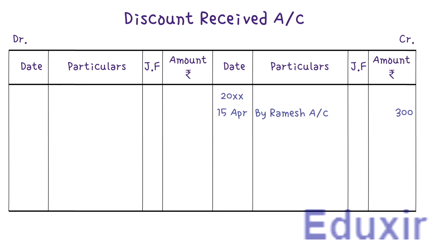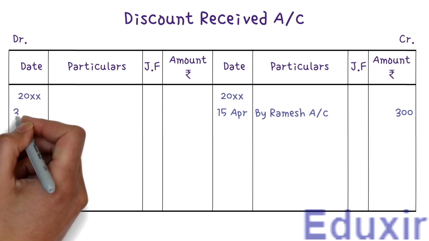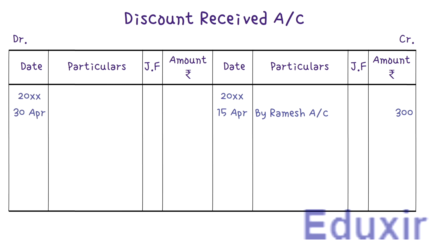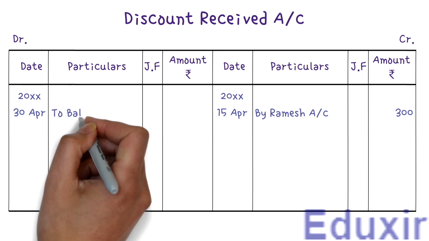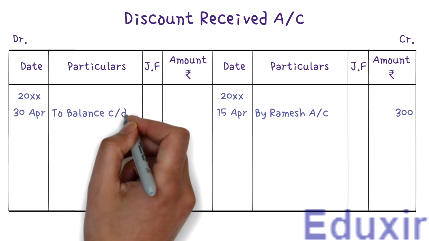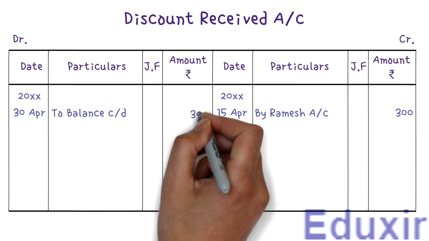As there are no entries on the debit side, this entire total of 300 rupees should be carried down as credit balance. As this is the first entry on the debit side, let us first write the year and then let us write the date as the last day of the month. Let us then write to balance carried down in the particulars column. Let us then write 300 rupees in the debit amount column.